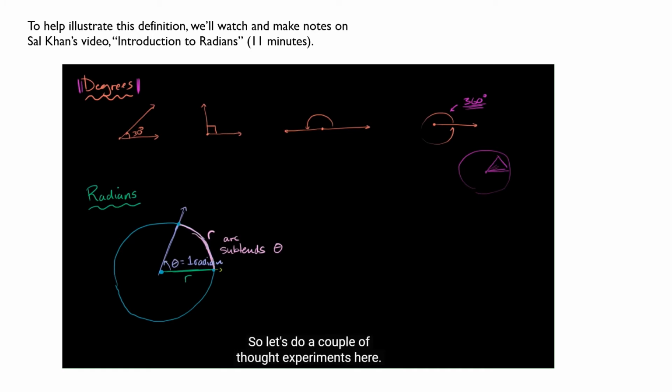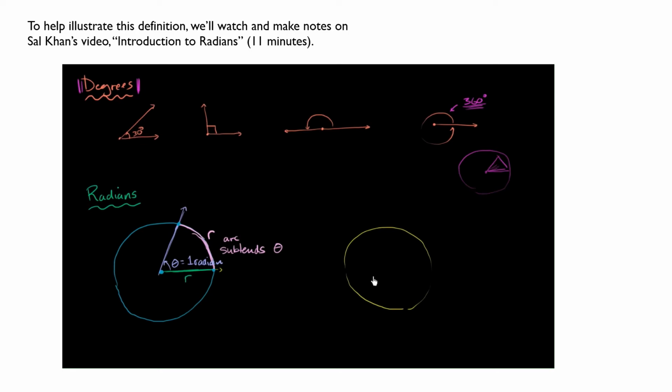So let's do a couple of thought experiments here. Given that, what would be the angle in radians if we were to go, so let me draw another circle here.